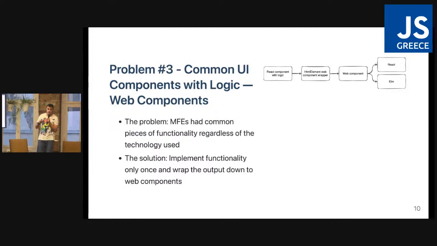It was a solution which was not helping the maintenance of the code base. And the way that we implemented that can maybe be seen in the image on the right. Essentially, because we had implemented most parts of the front end in React, we extracted the stuff that needed to be shared across micro-frontends. We built them down to HTML elements using web component wrappers, and we shared those web components both in React and in Elm world.